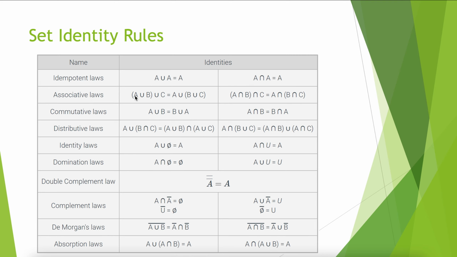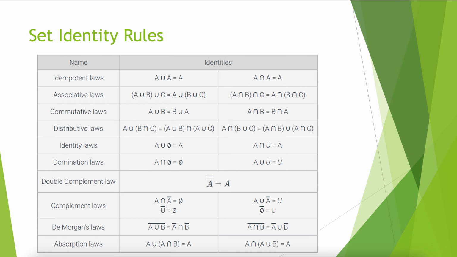Associative law: A union (B union C) is the same as (A union B) union C. Same idea, it's equivalent to saying if A is equal to B and B is equal to C, then A is equal to C. That's the idea here. Same thing with intersection. Commutative laws apply to union and intersection as well: A union B is equal to B union A, and A intersection B is equivalent to B intersection A.